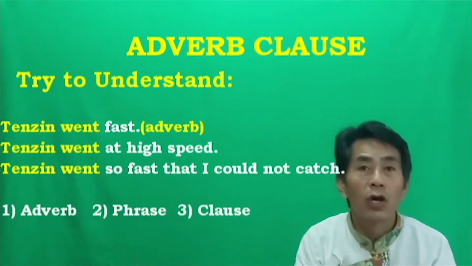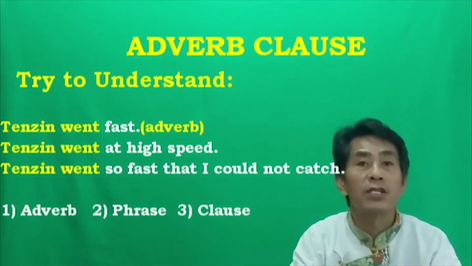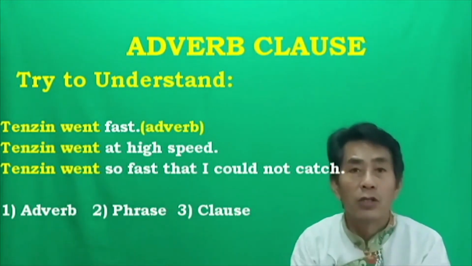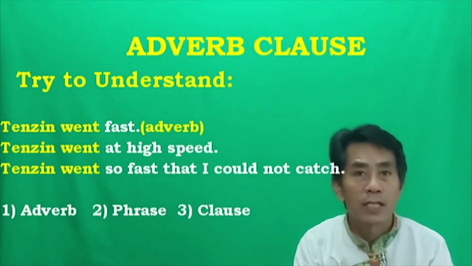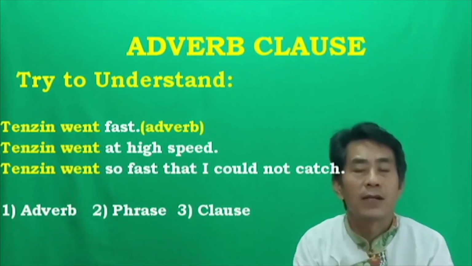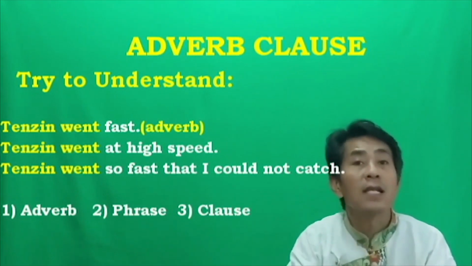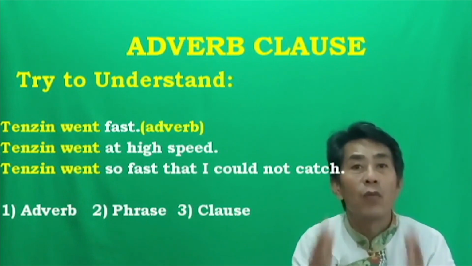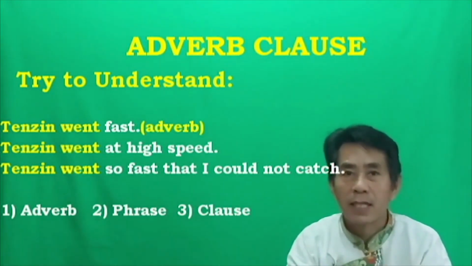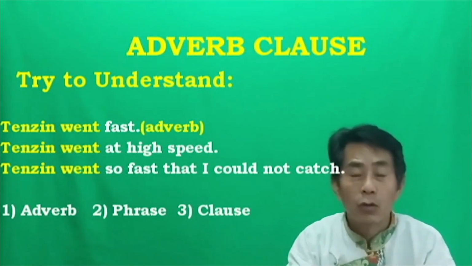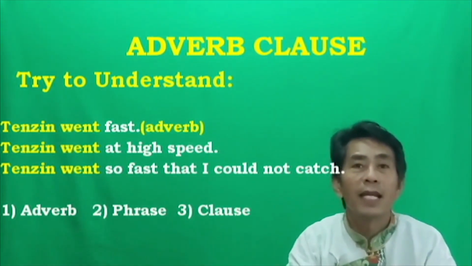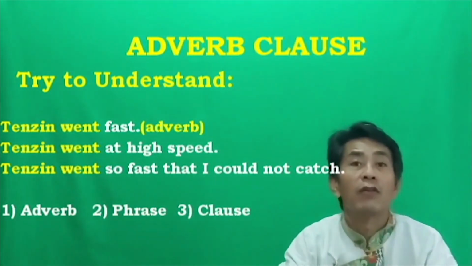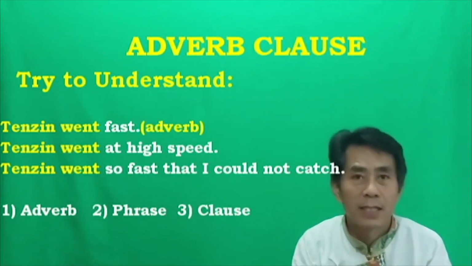Like the noun clause, first of all, I want you to differentiate a simple adverb, an adverb phrase, and an adverb clause. The first one: Tenzin ran fast. Fast is just a single adverb. Second one: Tenzin ran at high speed. This is a group of words, but you don't see any subject and verb, so this is a phrase. What kind of phrase is this? This is an adverb phrase.